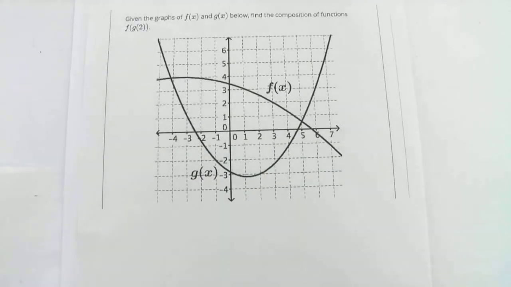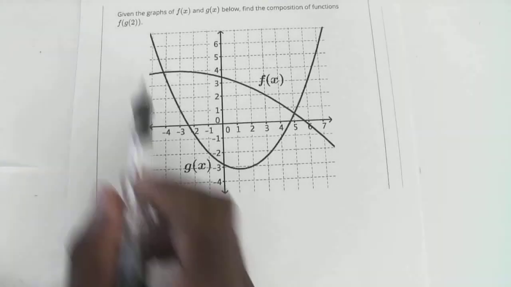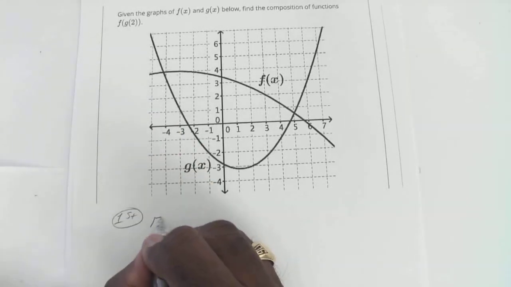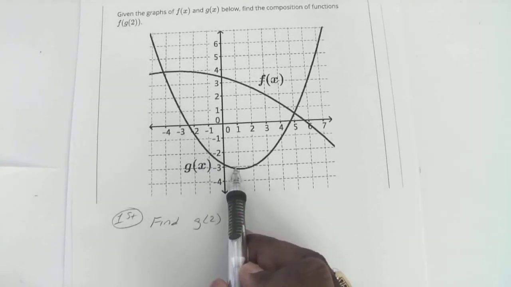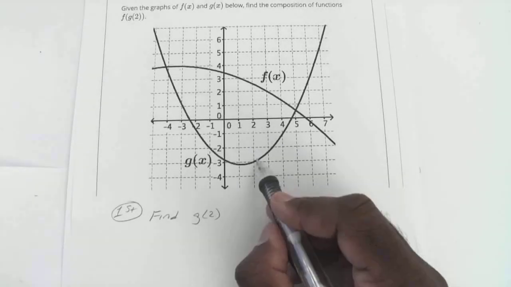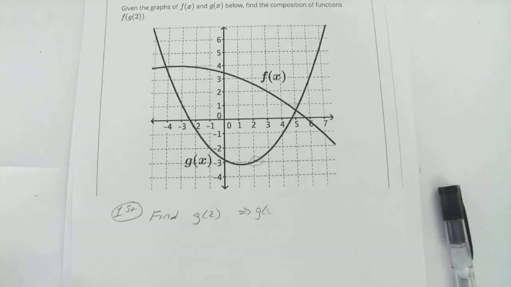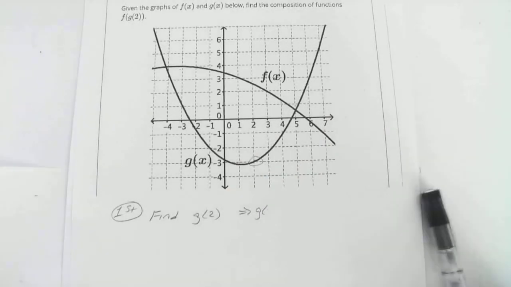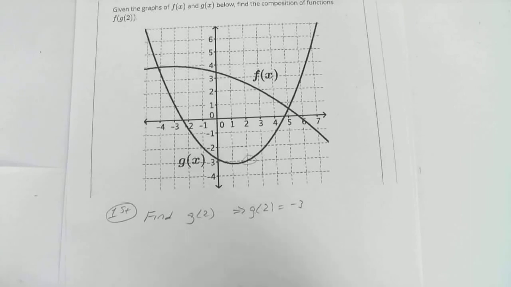So here you want to find the composite function of f of g of 2. Now this is just like if we were doing it with the function itself. Well, the first thing you want to do is find g of 2. Okay, so this is our g function. G of 2 is equal to negative 3. So g of 2 equals negative 3.